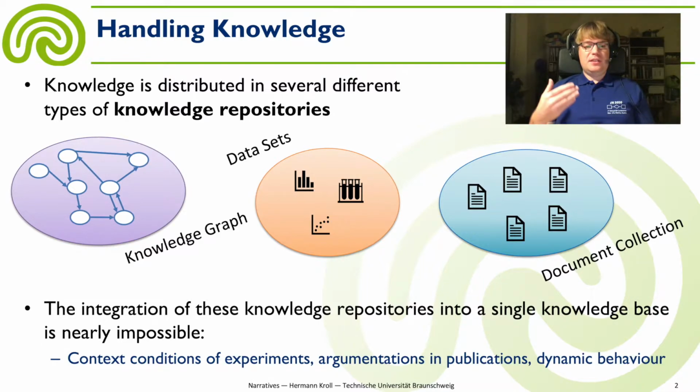But I believe that this is a nearly impossible task, because if we have a closer look at a scientific argumentation, for example, then authors always mention important context conditions for experiments. So, for example, if they observe some events, then they explain them with context conditions and some inclusion or exclusion criteria, which are important to validate their argumentation. And if we think about such argumentations and this dynamic behavior, so events which might be observed but are not observed in any case, then this is a really hard task to integrate all of these different types of knowledge repositories into a single knowledge base.